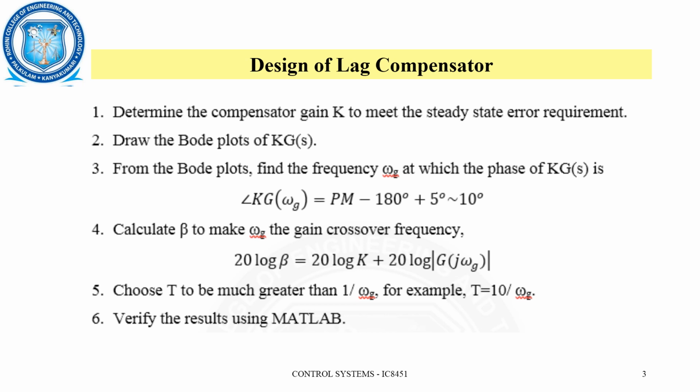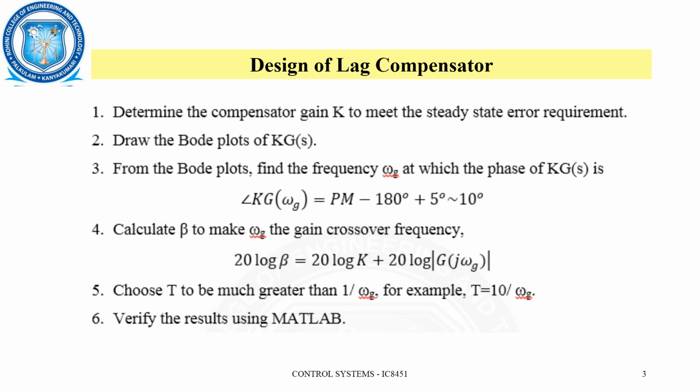While considering the lag compensator, the first step is to determine the compensator gain K to meet the steady state error requirement. In the problem itself, the steady state error or the velocity error constant, Kv value or ESS value, whatever may be, will be given, and we have to equate that with the compensator gain, and we can find out the value of K first.